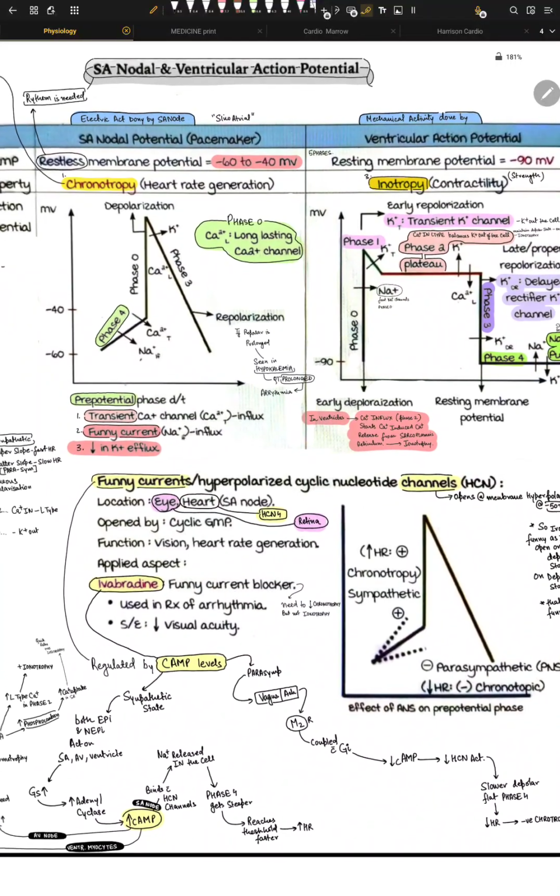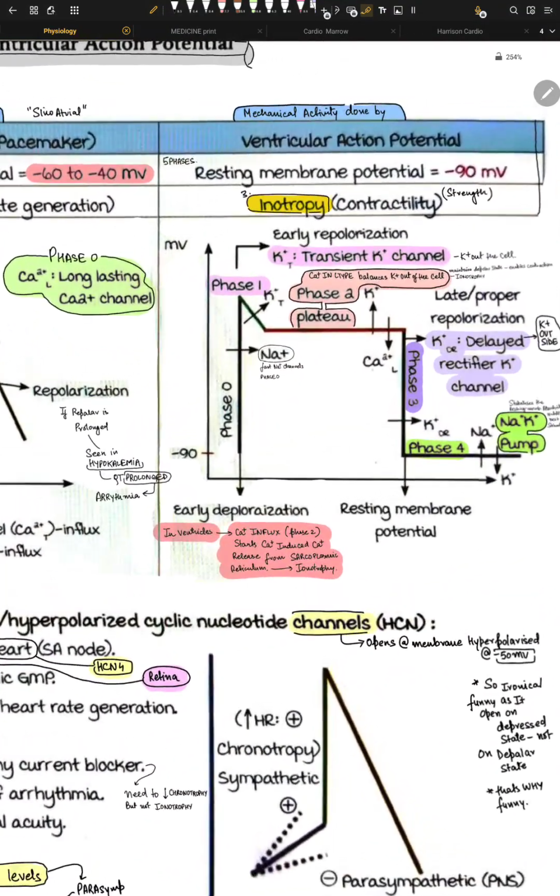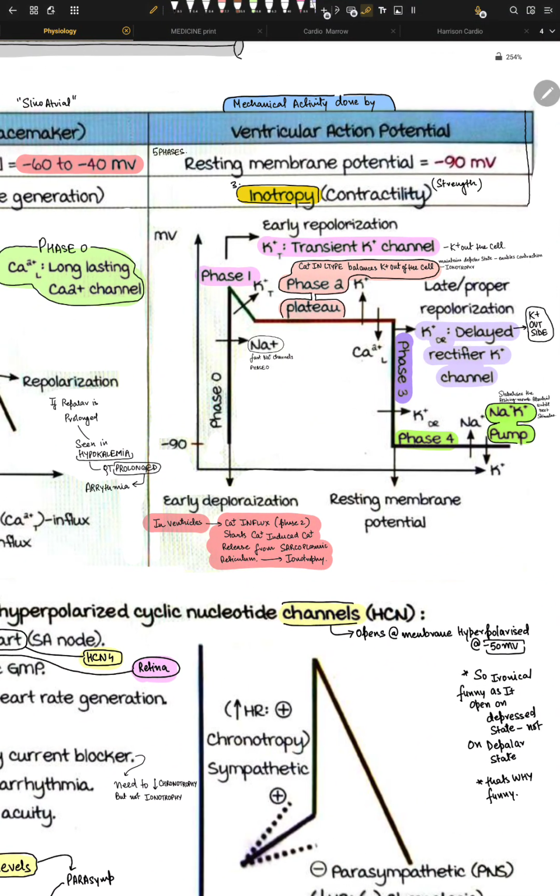So let's talk a little bit about the ventricular action potential, the contractile AP. Once the SA node fires, the impulse spreads to the ventricle. After a short delay, the ventricular cells respond with a very fast and very powerful action potential. This fast and powerful action potential is amazing for contraction.